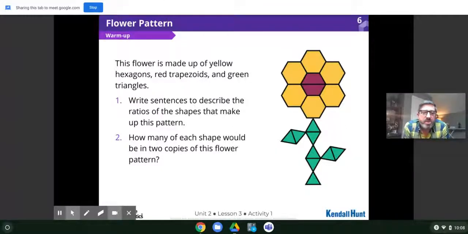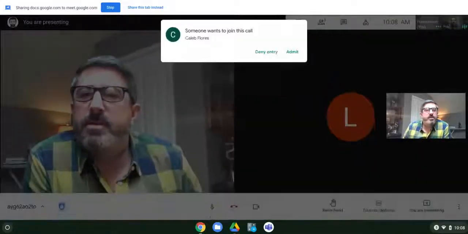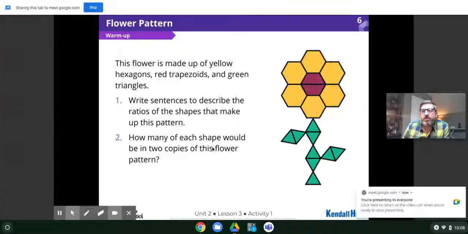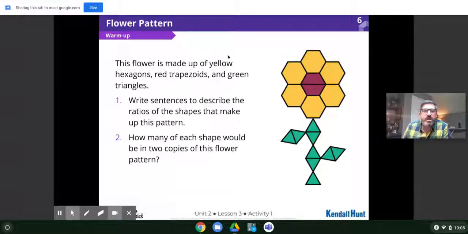How many of each shape would be in 2 copies of this flower pattern? So if there were 2 flowers up there, how many of the yellow shapes would we have? 12, that's right. What about trapezoids? If there were 2 copies of that flower up there, how many of the red trapezoids would we have? 4, that's right. So going further into the lesson, if you remember, one of our learning targets was I can tell what doubling a recipe means. So right there, we were basically talking about doubling the number of those shapes.